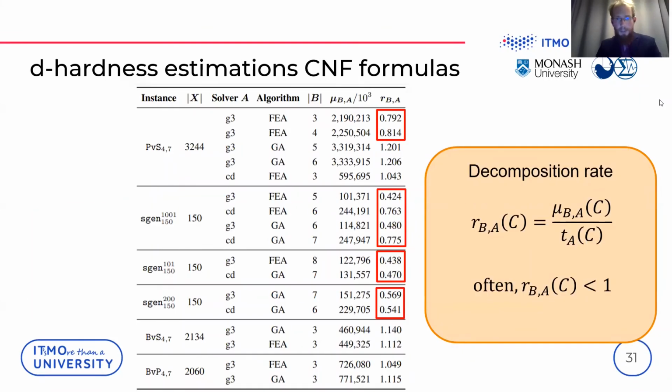Here we see results for different Semenov formulas. For each set B, we calculated the so-called decomposition rate. It's the exact value of the hardness for this set B divided by the time used to solve the initial formula with the subsolver. As we see, often this decomposition rate is smaller than 1, indicating that actually solving all weakened subformulas defined by the set B is cheaper than solving the initial formula.